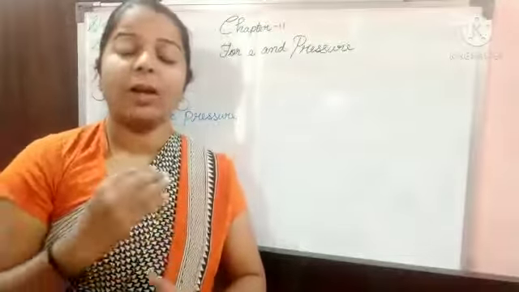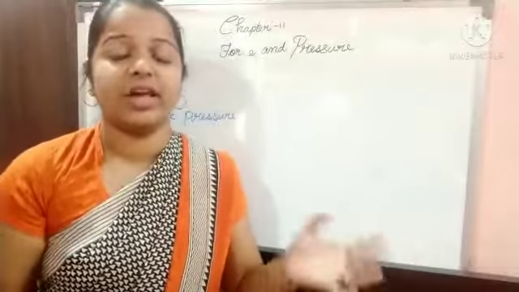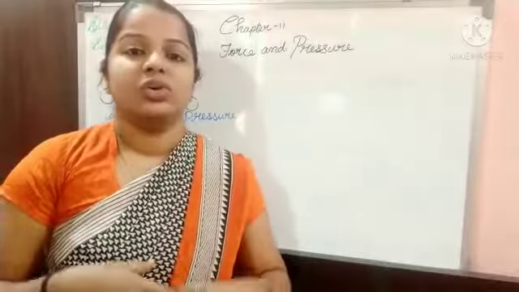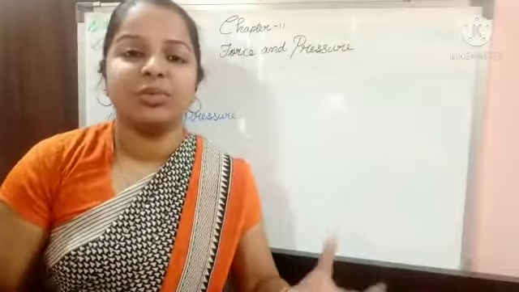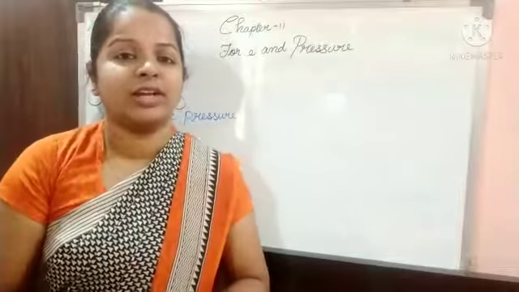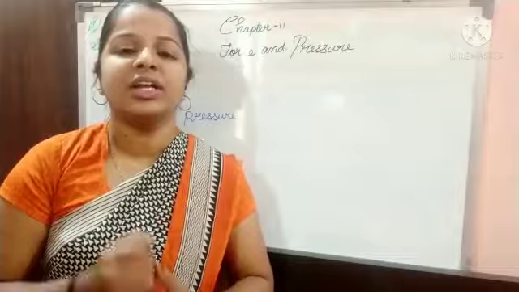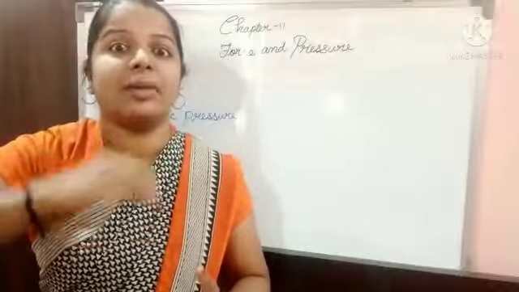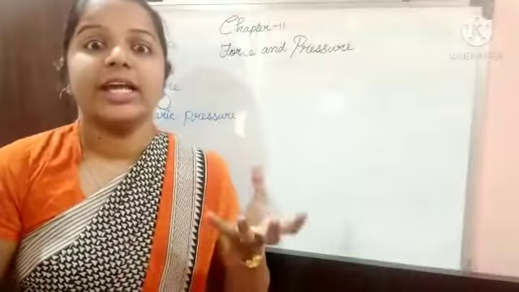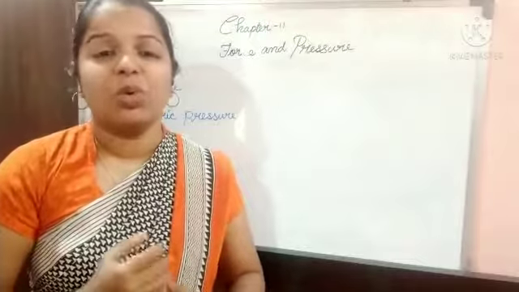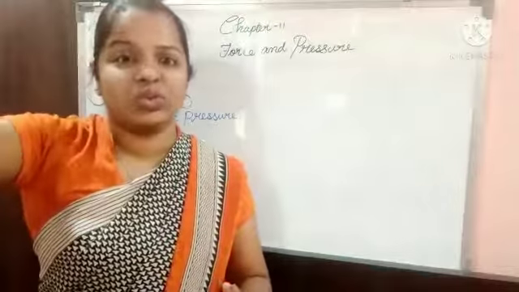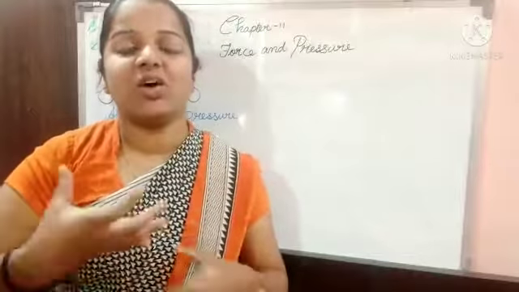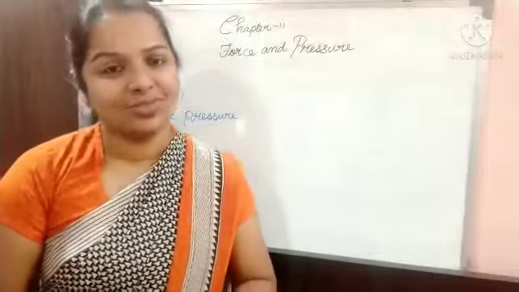Beyond that, after around 800 kilometers, there is no atmosphere, and there is zero gravity. Understand, students? That's why the climbers who climb Mount Everest take oxygen cylinders with them. The higher they go, the less oxygen supply there is, and they need oxygen, so they keep oxygen cylinders with them.